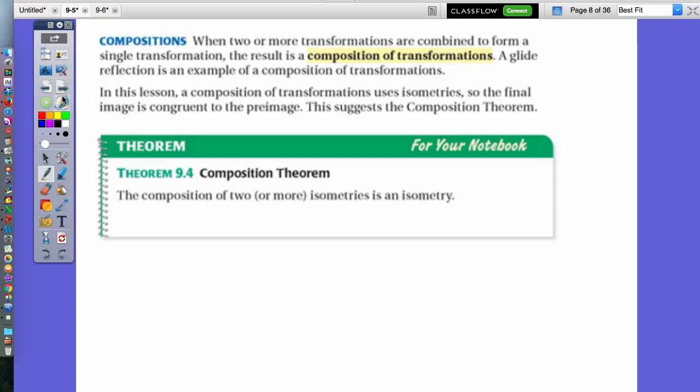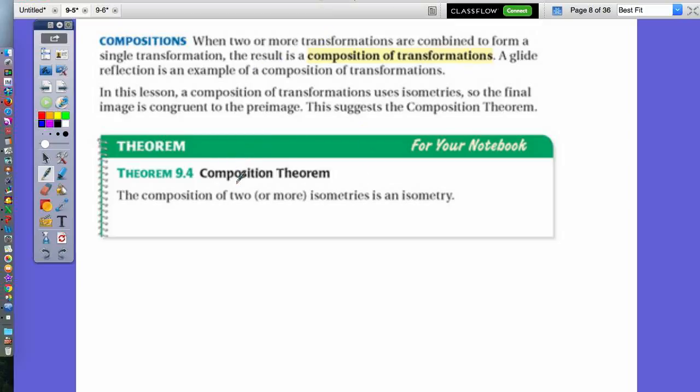Okay. So I cut through some slides here, and that's what I'm trying to do on this lesson, is just give you the highlights so you don't have to watch a 30-minute video. If you want to watch the whole video, you can watch the whole video from last year. Now we're going to talk about a composition of transformations. This is a combination of multiple transformations.